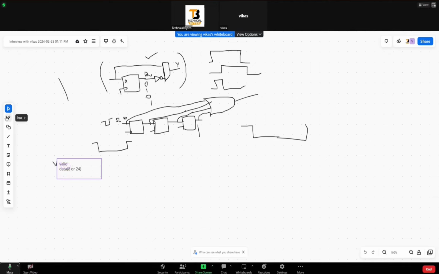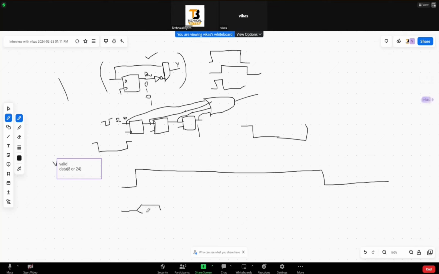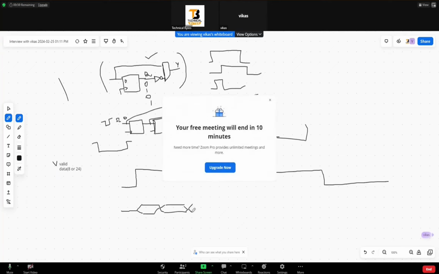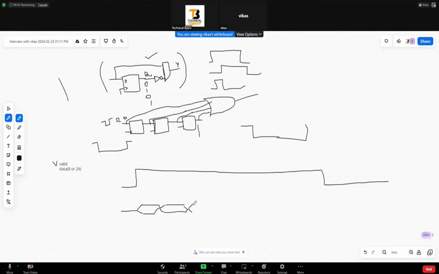Let me draw. Let me take control. Are you able to see now? Yes, sir. Usually valid should go zero when data goes zero. But here valid goes high and it remains high. So let us say this is my first data, which is valid. Then this is the second data. This is my third data. Now we have only 10 minutes for this session.